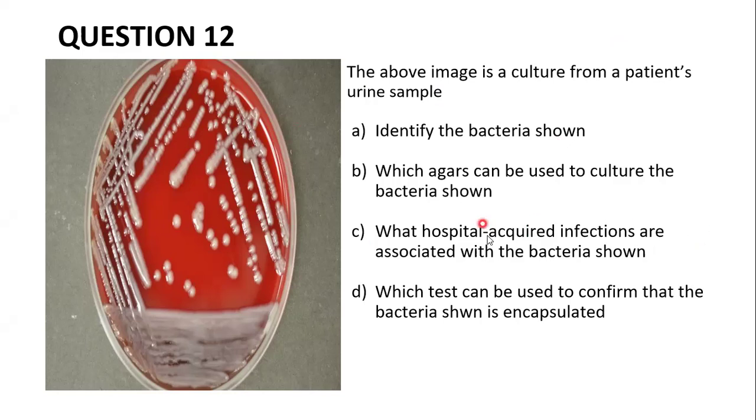Which hospital-acquired infections are associated with the above bacteria? So try and think hospital-acquired infections. I can give you a hint. Number one, pneumonia. Pneumonia is very common. Which other one can be hospital-acquired? UTI is very good.